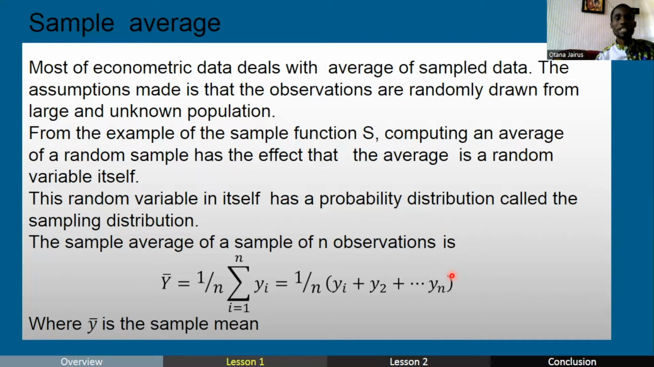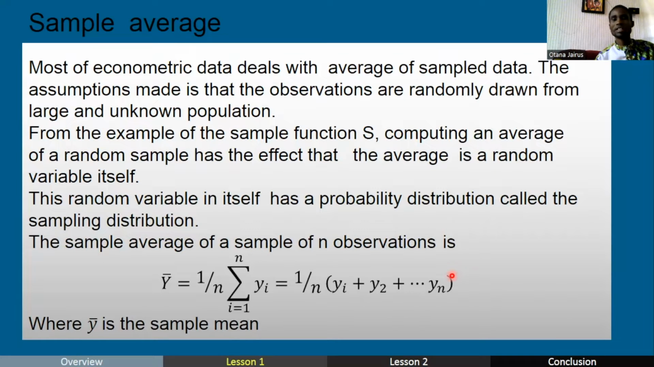So from the example of the sample function we have just done in R, where we called it S, when you're computing an average of a sample, the average is a random variable itself. Remember, when we executed the code for the sample of the sum, we found that it is a random variable. So even here, the sample average is a random variable itself.